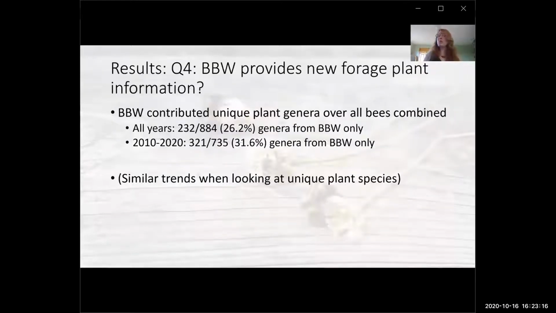So our last question looks at forage plant information. Does Bumblebee Watch contribute unique genera? And yes, over all years, 26% of the genera are from Bumblebee Watch alone. In the last decade, about a third of the genera are from Bumblebee Watch alone.